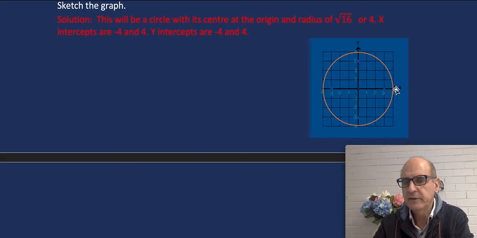As you can see, it crosses the x-axis at 4, the y-axis at 4, the x-axis again at -4, and the y-axis again at -4. So what is your x-intercept? It is 4 and -4. X-intercept means where it crosses the x-axis. And the y-intercepts are 4 and -4.